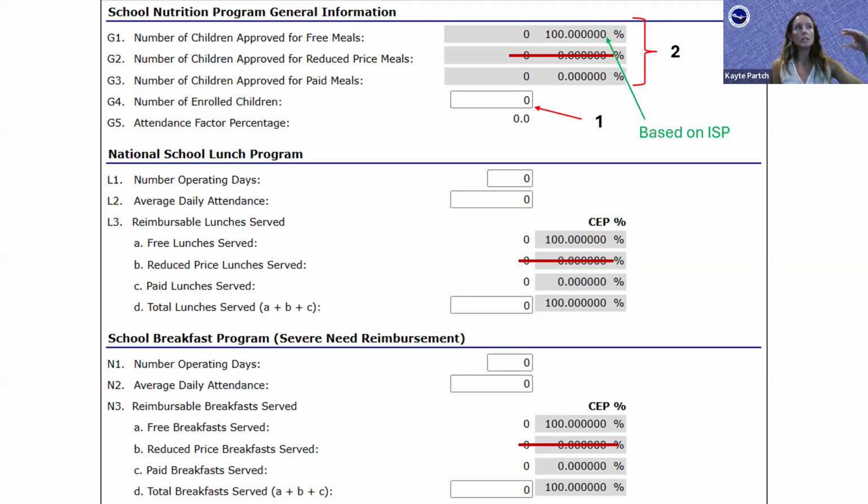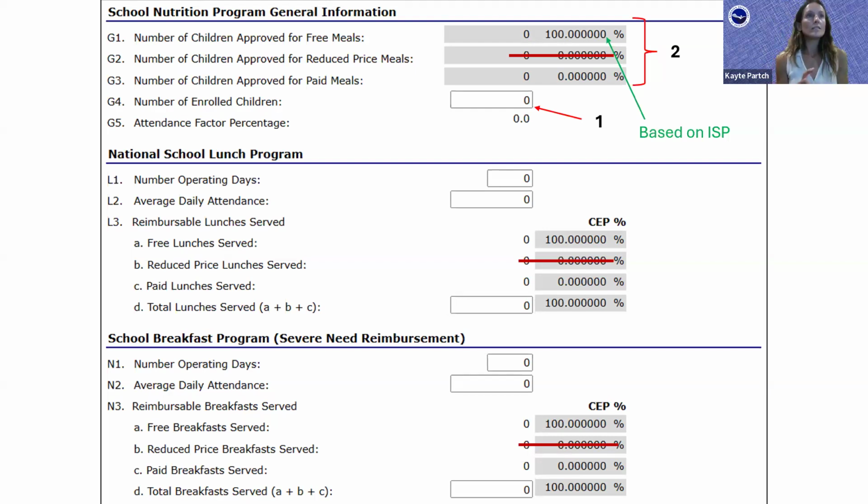Okay. And then you can move down to each of the sections that are specific to the number of meals and days of meal service for each of the programs of breakfast and lunch. So you're recording the number of operating days and the average daily attendance for each of those meal types. And then the last thing you're recording for each of them is the total number of lunch meals in L3 letter D, and then the total number of breakfast meals in N3 letter D.